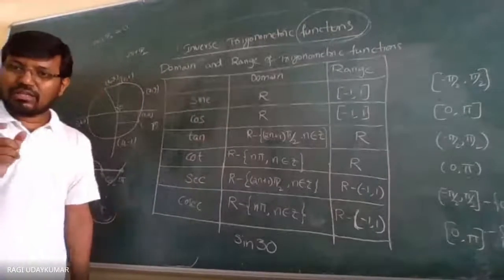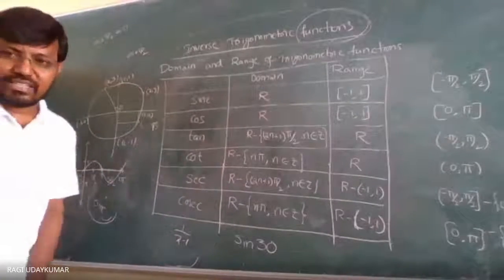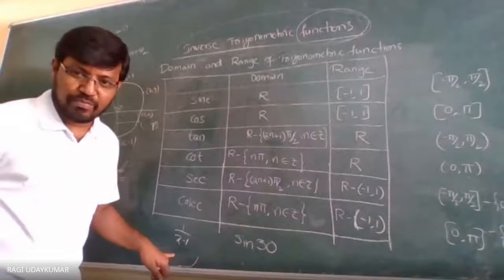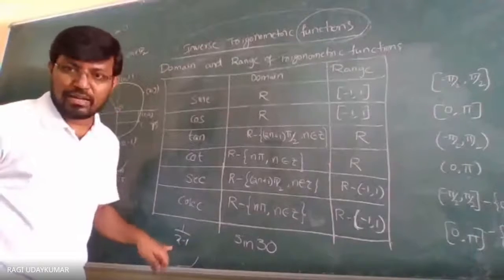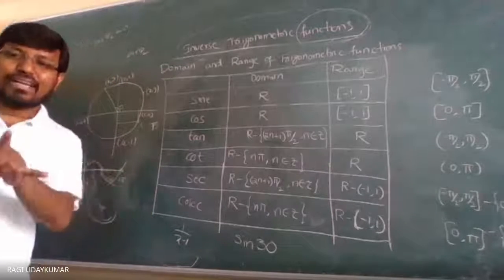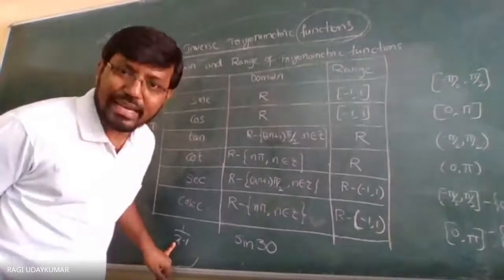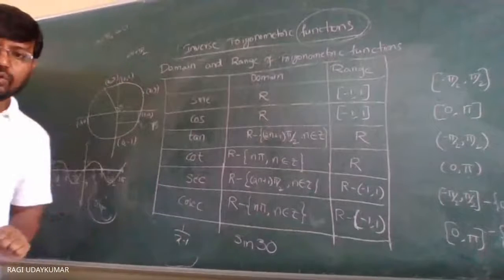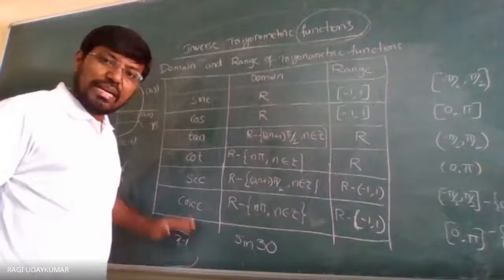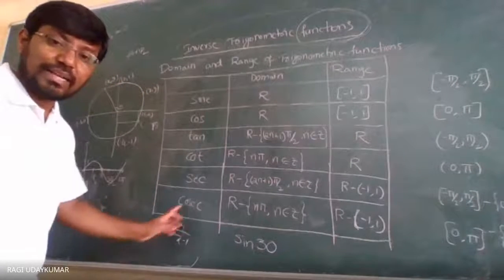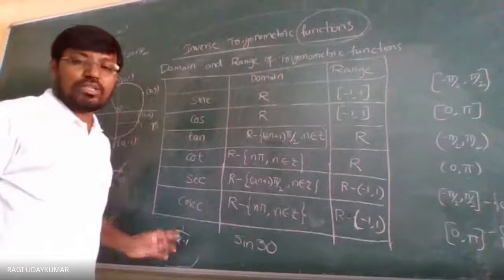If you take any function, can you tell me what is the domain of the function 1 by (x minus 1)? Can anyone say this? On Saturday I told you. What is the domain of this function? Except 1, any real number can be the domain. If you take 1 here, this function becomes undefined. So that's why 1 should not be taken.